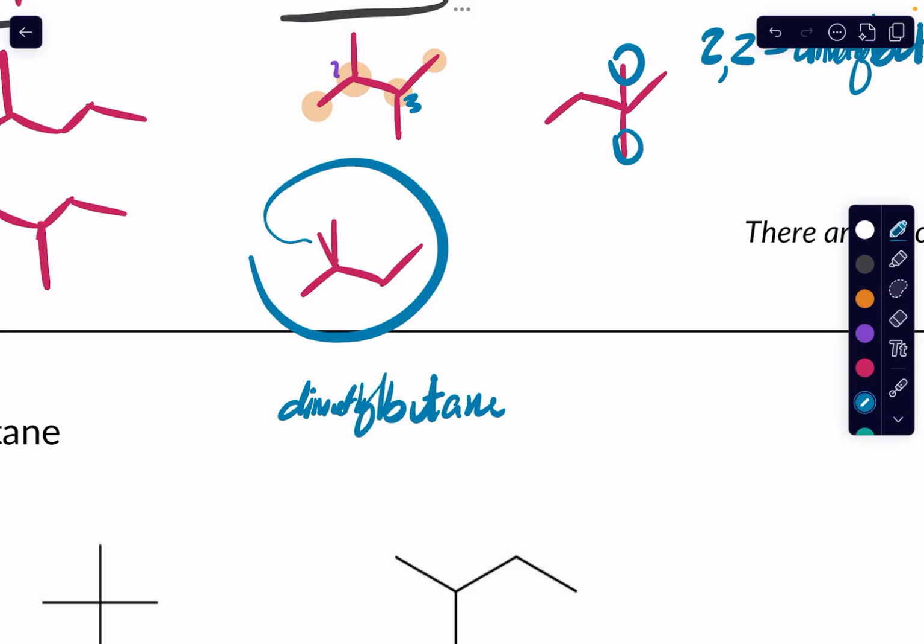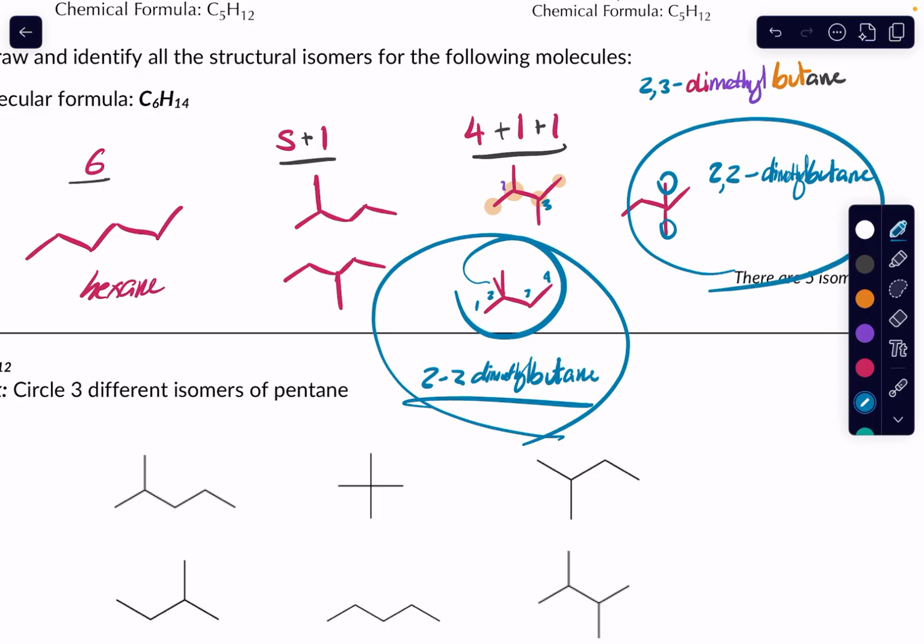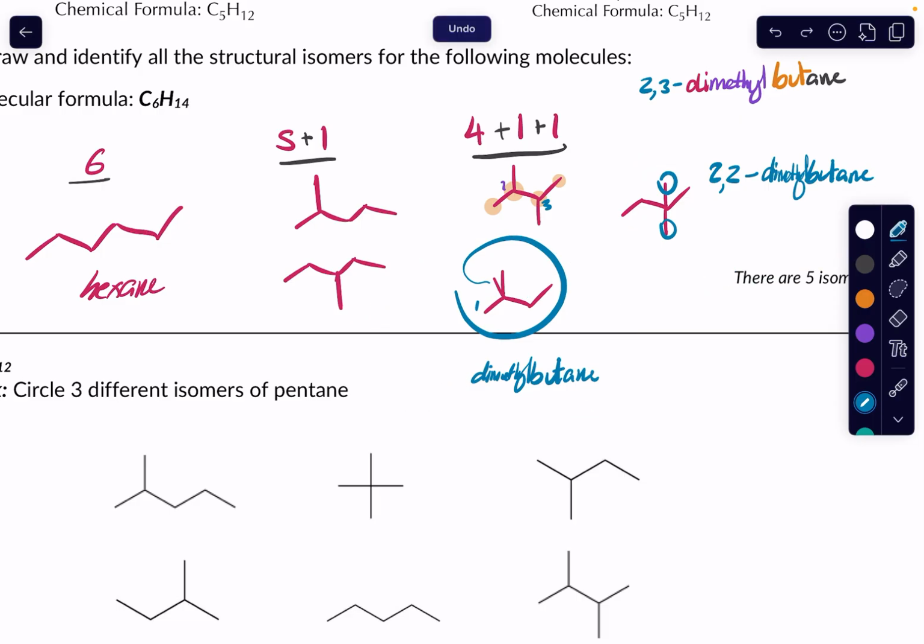But the numbering, we're going to go 1, 2, 3, and 4. And if you're thinking this is 3, 3 dimethyl butane, you're wrong. Because this is going to count from this side. 1, 2, 3, and 4. This is the lowest number of carbon, the lowest chain for the methyl groups to be on. So this is going to be a 2, 2 dimethyl butane. These two are the exact same thing. They've just drawn them differently. That's it. So the drawing doesn't actually matter, but the naming will show you that they are different or not.